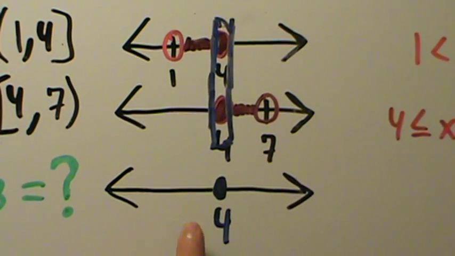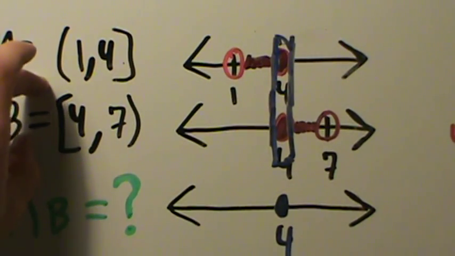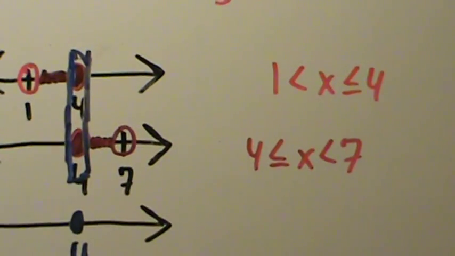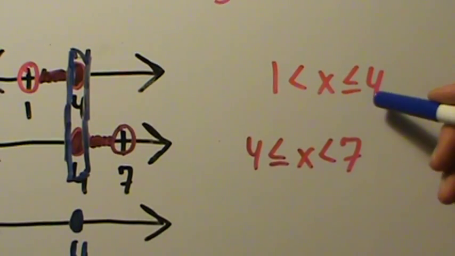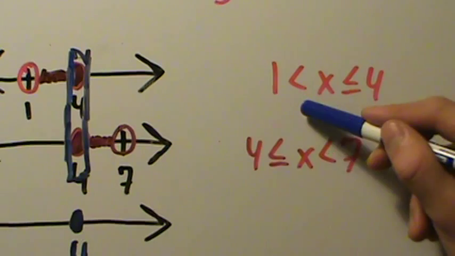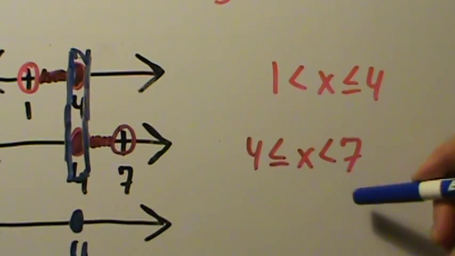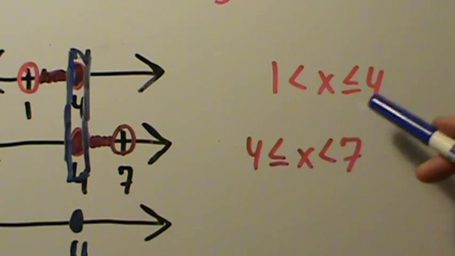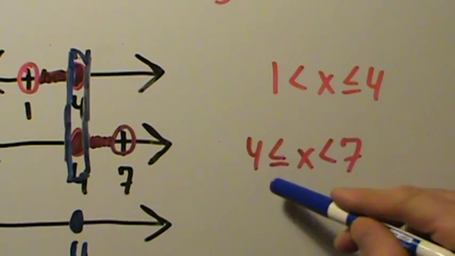So as we see here, the intersection is only a single point because these guys only overlap in one point, right? 1 is less than x is less than or equal to 4. Okay, so 1 is strictly less than x is less than or equal to 4, and then 4 is less than or equal to x is strictly less than 7. Okay, so x could be 4 in this interval, and x could be 4 in this interval.